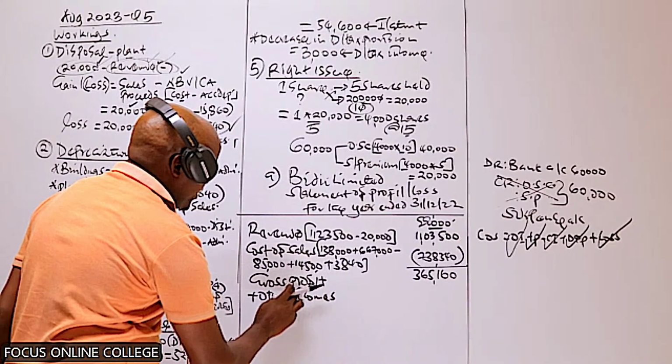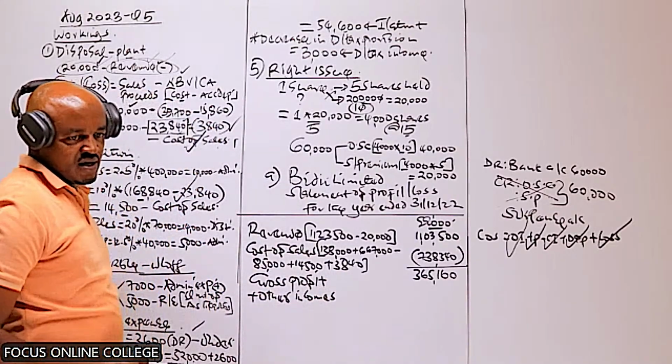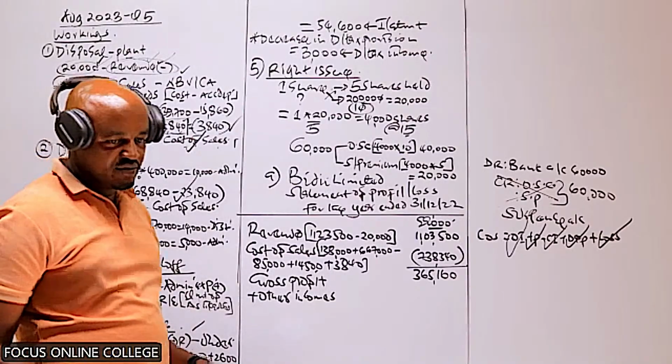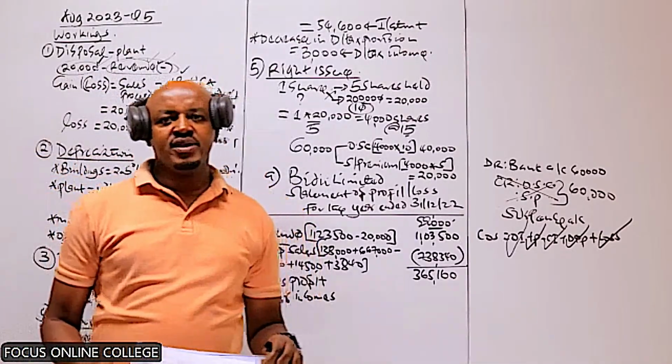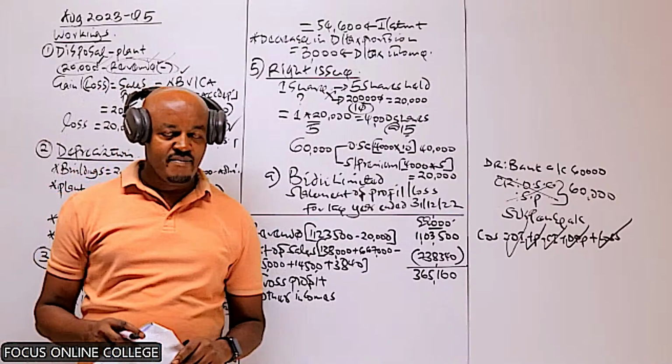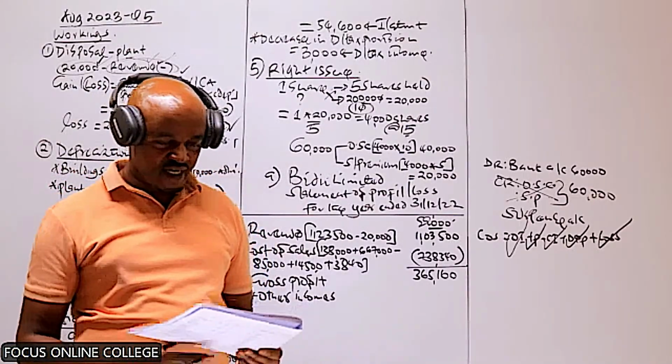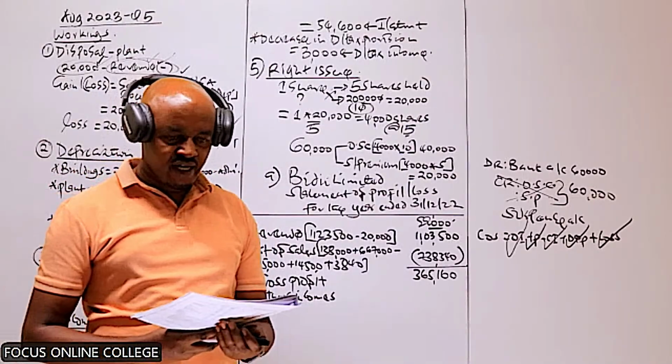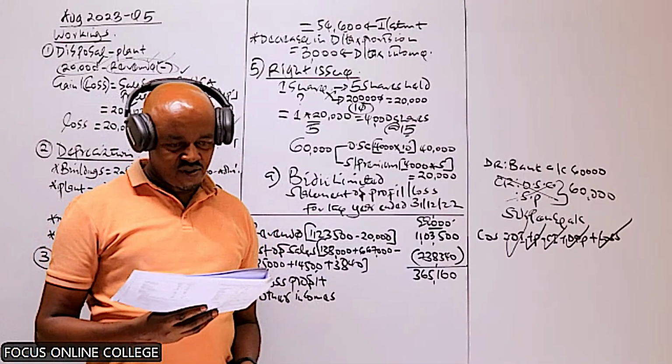Are you getting those figures? Yes. So then to this, we proceed, we add other incomes. Remember, we say that when checking for the other incomes within the trial balance, we check the items appearing on the credit side. So in the trial balance on the credit side, which incomes do we have?